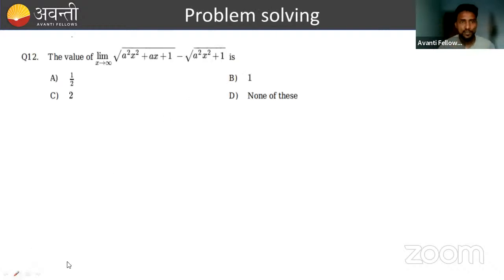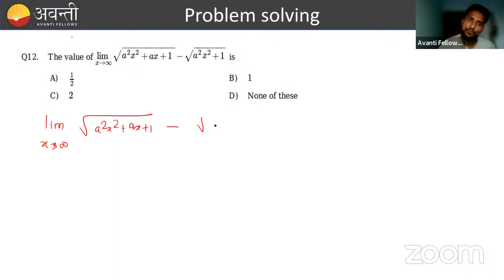Okay, now this question. Limit x tending to infinity of root under a square x square plus ax plus 1 minus root under a square x square plus 1. Again, if we put infinity, we get infinity minus infinity, but that is not the answer. Infinity can't be the answer. And again we can't use L'Hospital's rule because there is no denominator. So what I will do, because these both are in root, we will try to rationalize it.